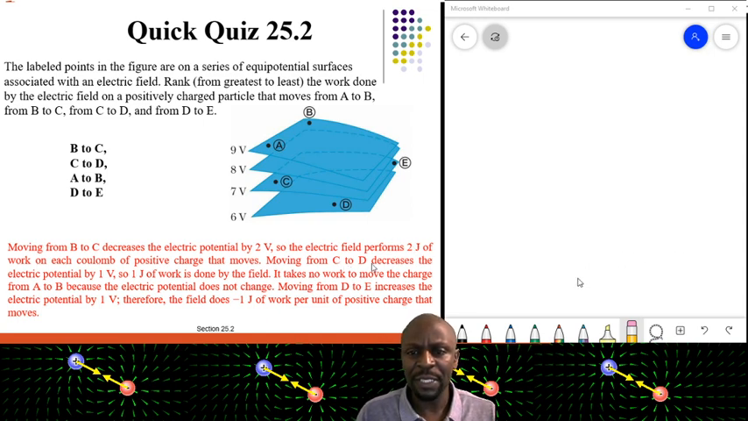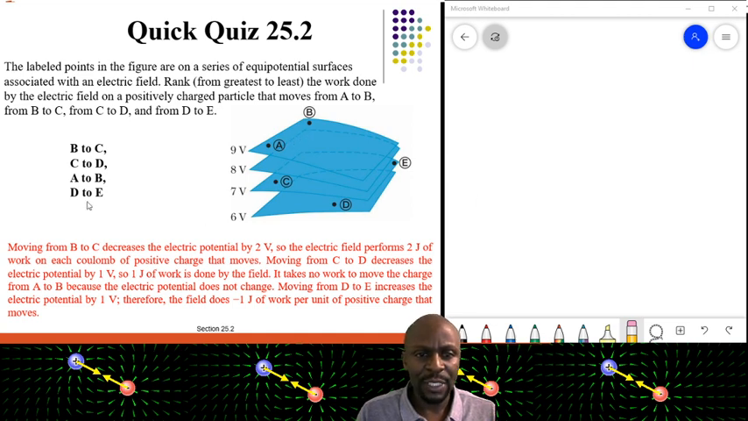Now, moving from C to D, the electric potential will decrease by 1, because we are moving from 7 to 6. In that case, the electric field will just be doing the work of 1 joule. Now, for A to B, as I've said, there's no work done there.